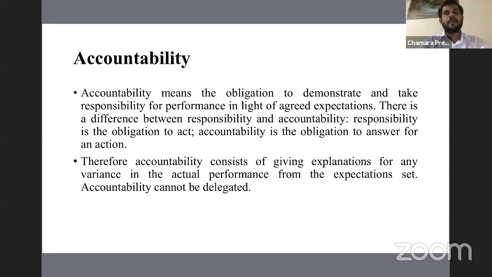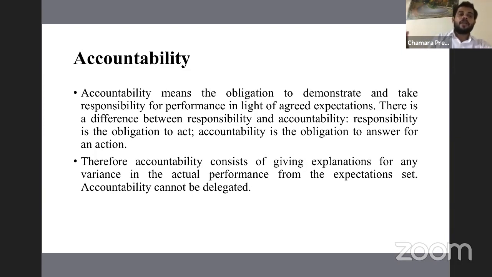Now, what we mean by accountability is this: when a responsibility is passed to a subordinate or colleagues, we have to be accountable for that. There is a difference between responsibility and accountability. Responsibility is the obligation to act. Accountability is the obligation to answer for an action.